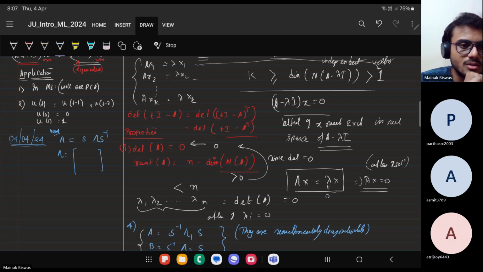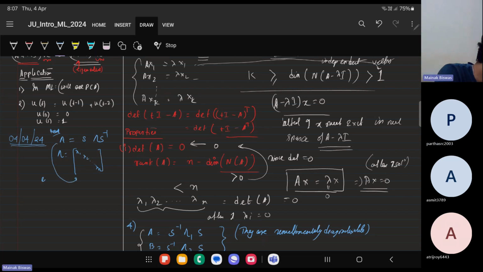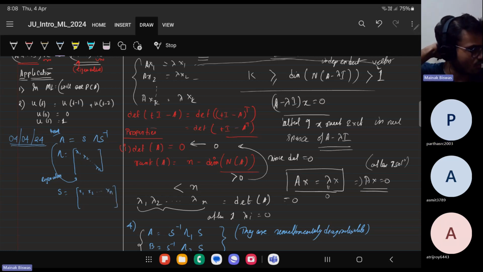Capital lambda is an upper triangular matrix? No. I'm talking about the eigenvalue decomposition, the diagonalization. It's a diagonal matrix. What does it consist of? It consists of the eigenvalues of A. Sorry, A. Lambda 1, lambda 2, ..., lambda n are the eigenvalues. And what is S here? S is an orthogonal matrix? Not orthogonal. Why will it be orthogonal?